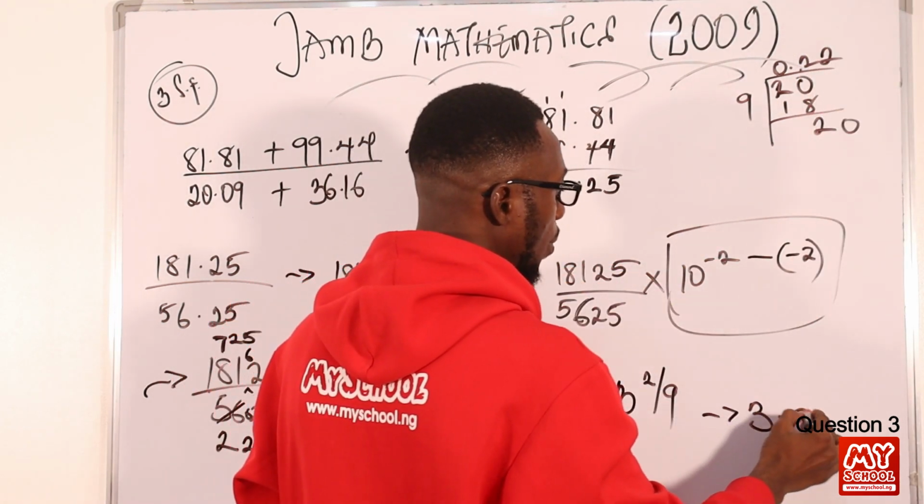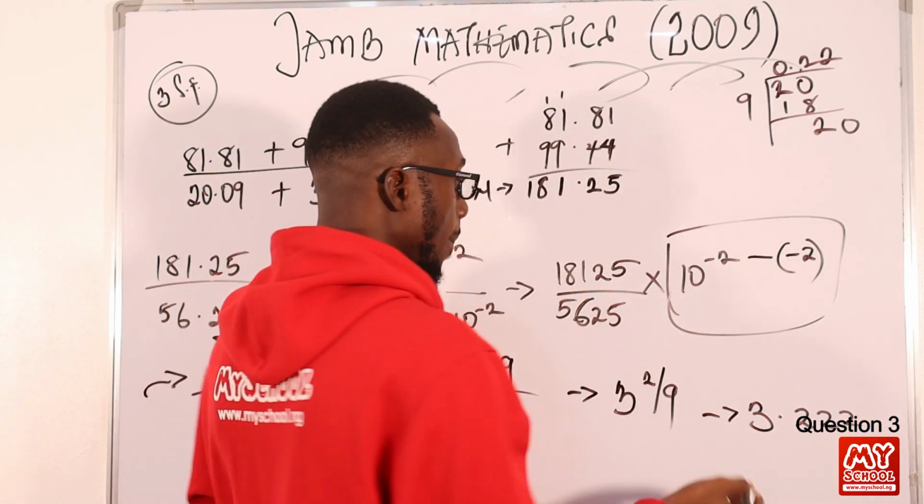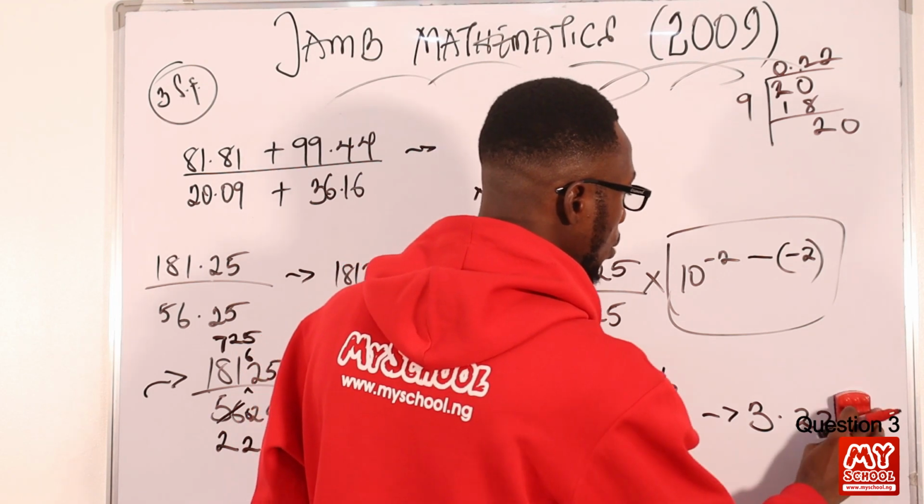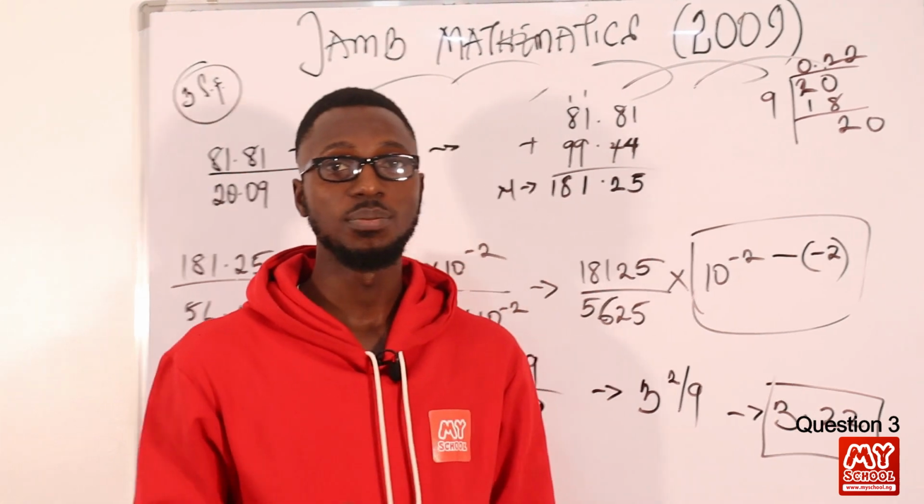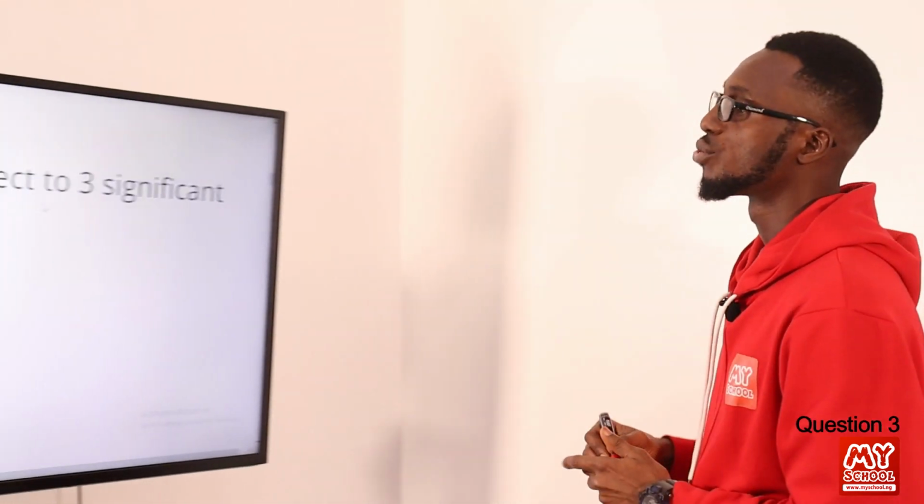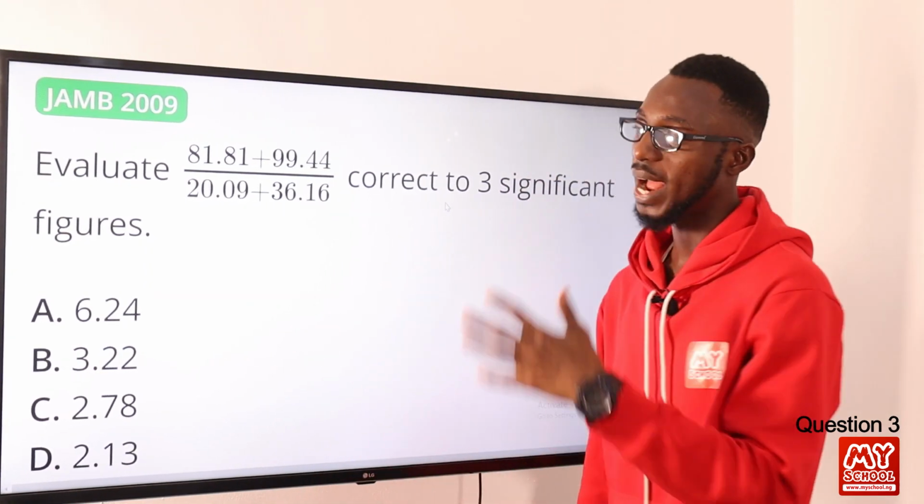So this should be 3.2222222. So basically, if I'm bringing my answer to 3 significant figures, I should just have 3.22. So let me see if I have this provided in the options given to us. Okay, 3.22. Very well, I can find that in option B. So option B is the right option.